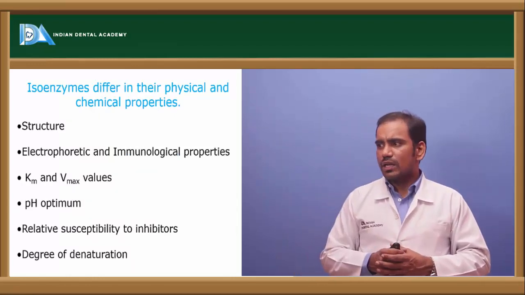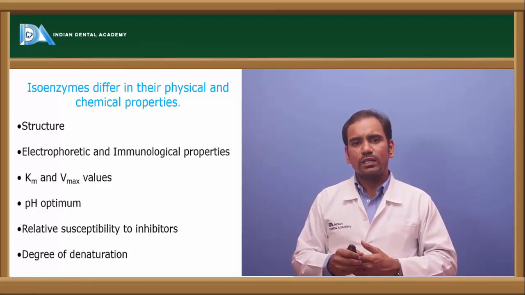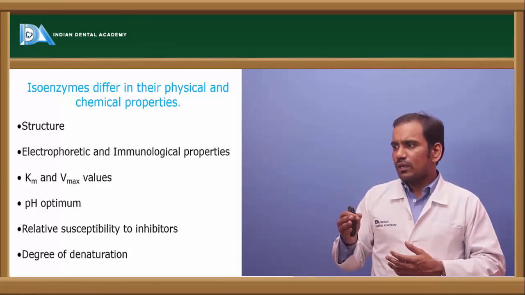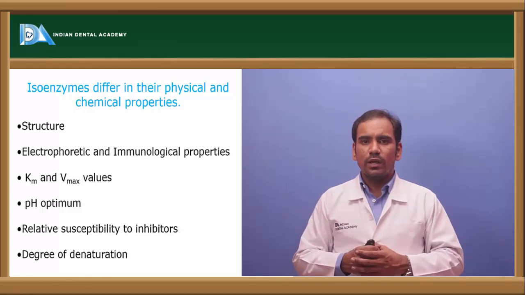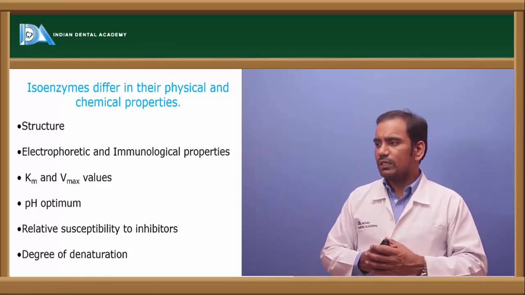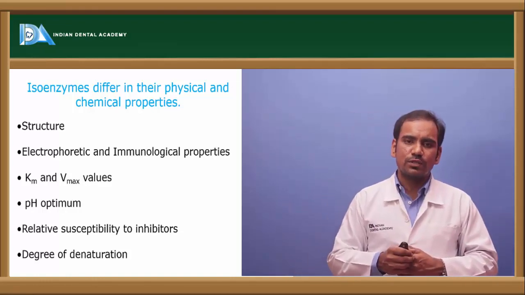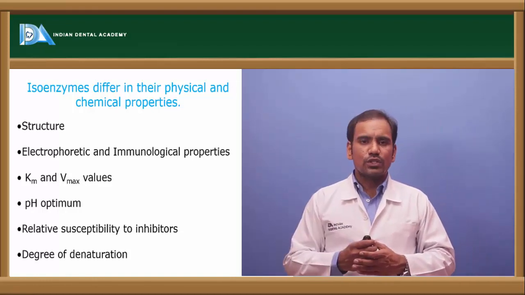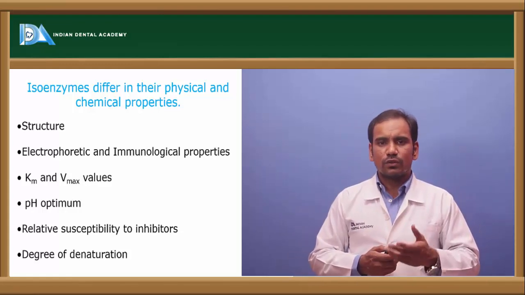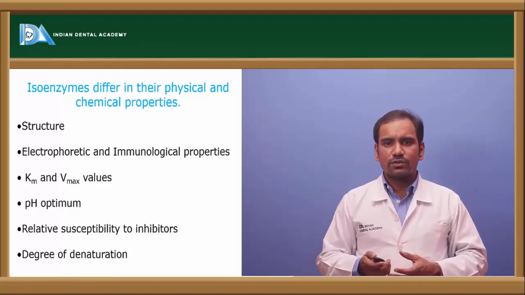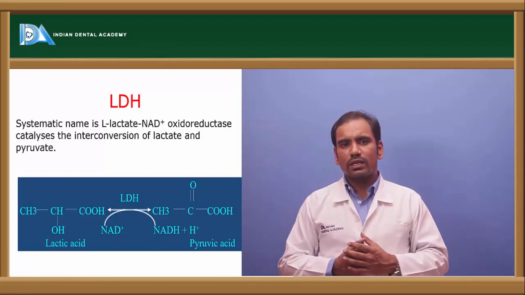These isoenzymes have different structure, different electrophoretic mobility, different optimum pH, and different Km and Vmax values. Susceptibility to inhibitors is different, and the degree of denaturation is different for the isoenzymes. So they differ in structure, electrophoretic mobility, degree of denaturation and susceptibility to inhibitors. Those are the important points regarding isoenzymes.